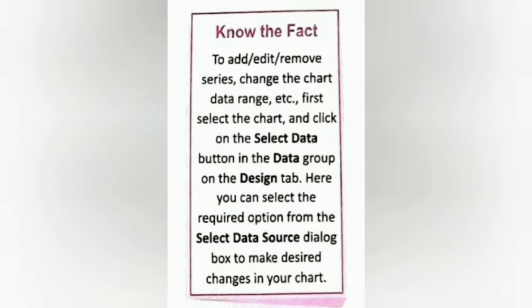To add, edit, remove series in a chart, change the chart data range, etc., first select the chart and click on the select data button in the data group on the design tab. So we go to the design tab, then to the data group, and then we click on select data, and here we are able to make any addition, editing, removing, etc. of any data range. Here we can select the required option from the select data source dialog box.